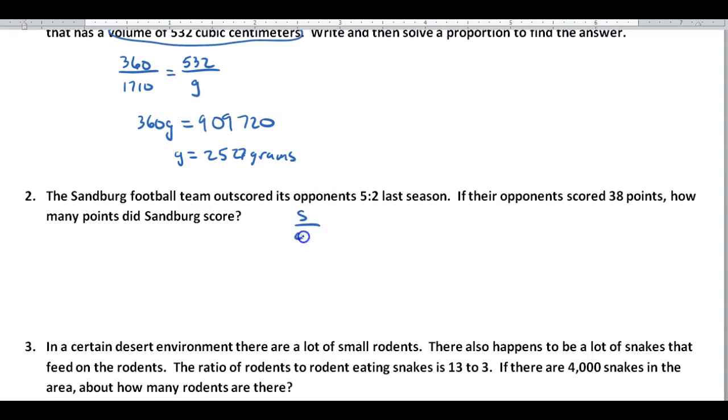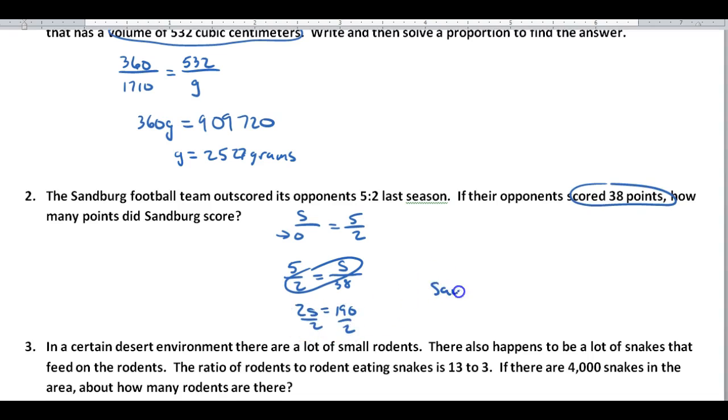Number 2, the Sandburg football team outscored its opponent 5-2. So it's Sandburg on top, opponent on bottom. So now 5 to 2 equals, if their opponent scored 38 points, we know that's going to go in the denominator because that's where we put our opponents. How many did Sandburg score? Well, let's go ahead and find out. Cross multiply, 2S equals 38 times 5, which is 190. When we divide by 2, Sandburg scored 95 points.